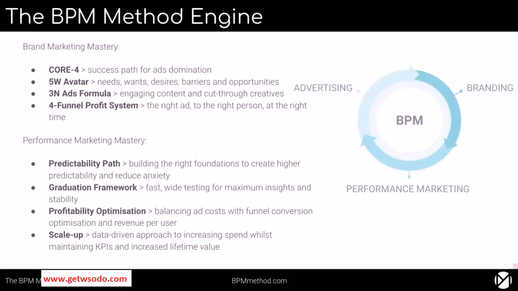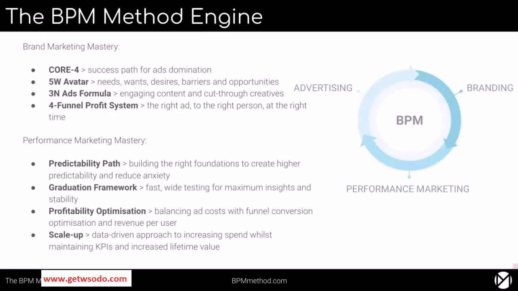The 3N ads formula, which is how to create cut-through ads so that you're targeting people that are going to click into your site, but you don't want to also target people that are not going to convert. So for example, a good ad for me is not one that creates maximum click-through rate, but it creates the right click-through rate, bringing the right people into my funnel. And then into the 4-funnel profit system, which goes back to what Facebook want, is being able to serve the right ad to the right person at the right time. So there's the key elements of the brand part of brand performance marketing.